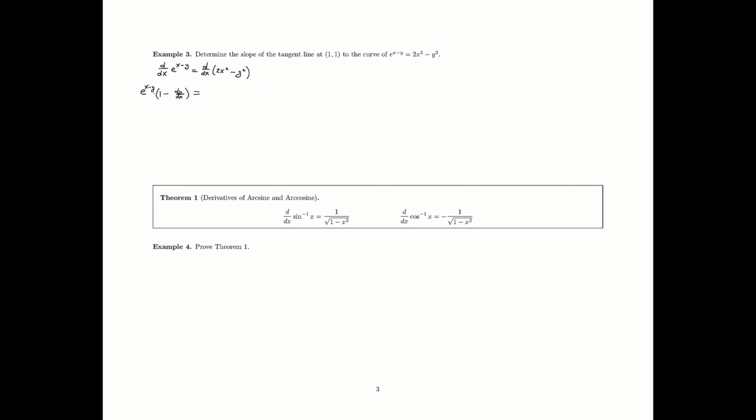Right-hand side, business as usual. This is 4x. Business as usual for the first term. 4x minus, this would be 2y. So power rule is normal, but then because we have a y term, but we're differentiating with respect to x, we have to tack on the derivative there, dy/dx, how y depends on x.